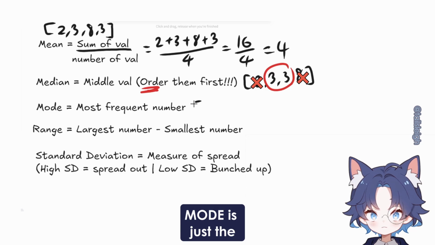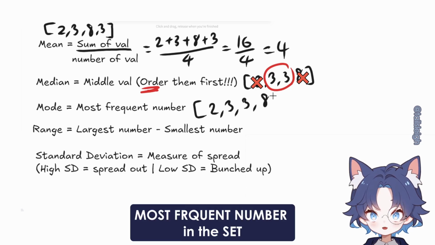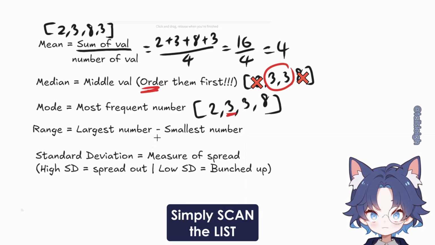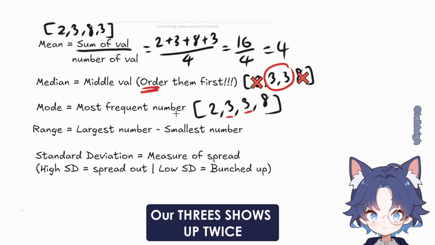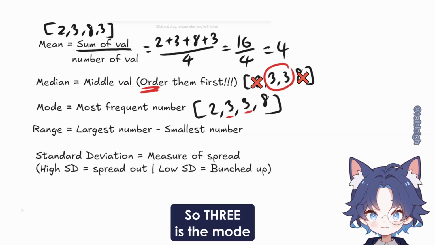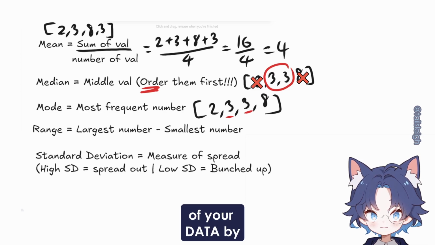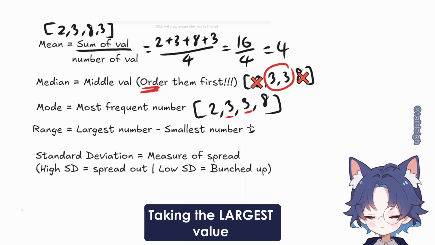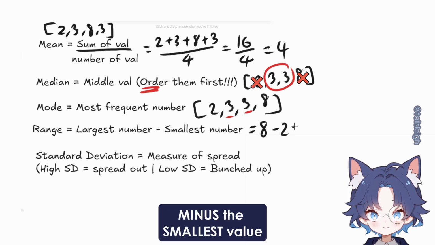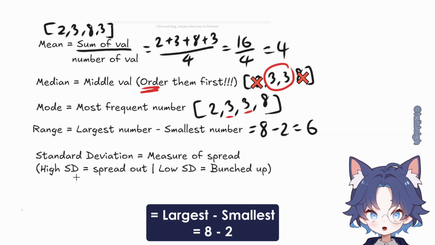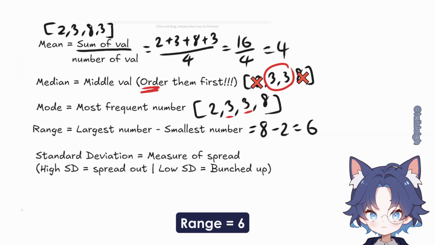Mode is just the most frequent number in the set. Simply scan the list for the value that repeats the most. Our threes show up twice, so 3 is the mode. Range measures the total spread of your data by taking the largest value minus the smallest value. 8 minus 2 gives us a range of 6.